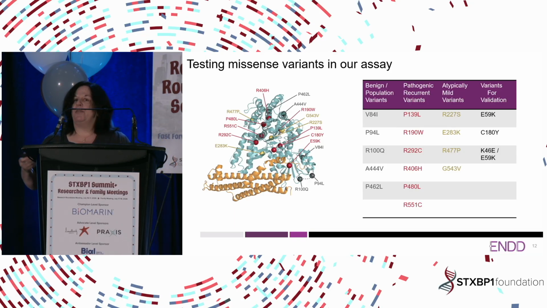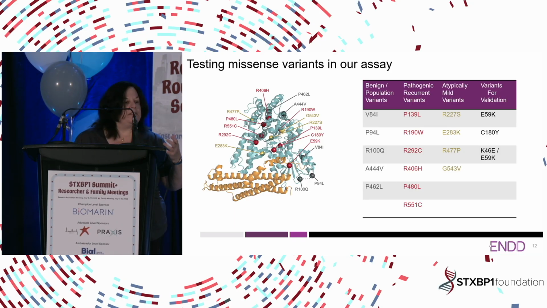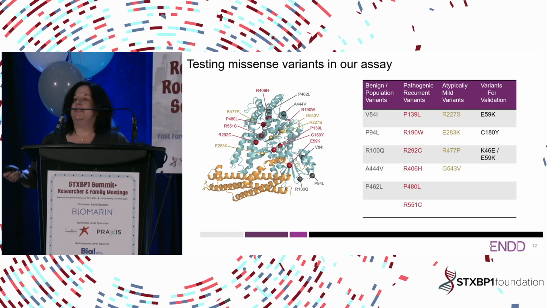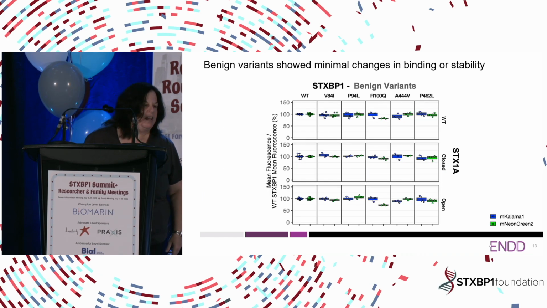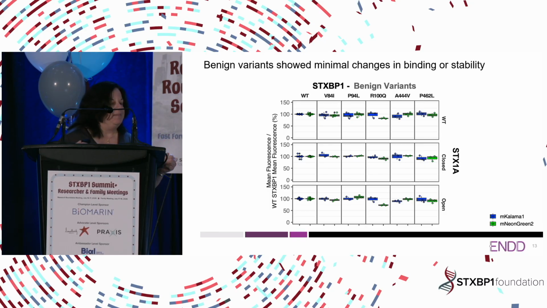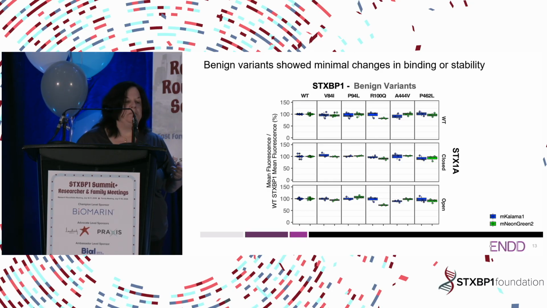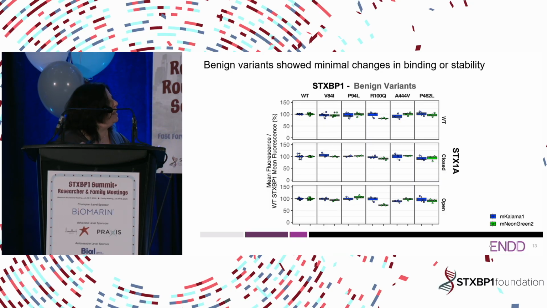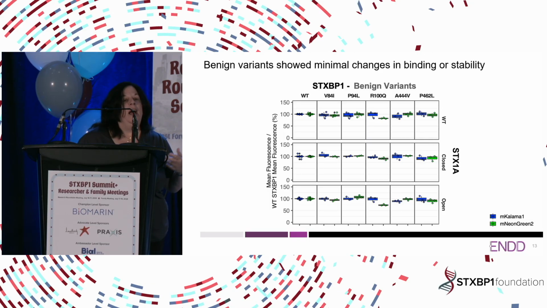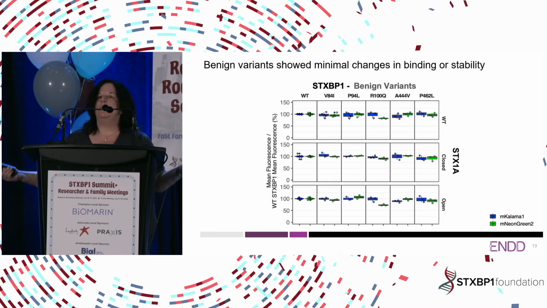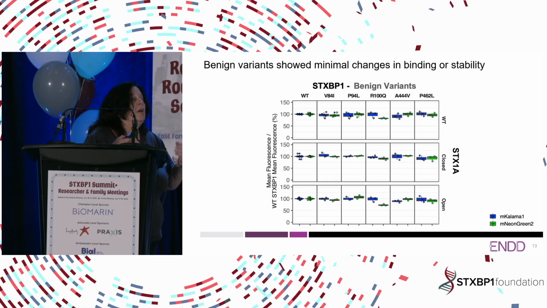Now, these variants were provided with our clinical team with many of these variants that they actually have seen as patients in the clinic. Now, looking at the benign variants first, you can see that there's really minimal change in the CALMA1 or neon green, suggesting that there's no change in stability or binding with these variants. The only exception was the R100Q variant, which had a slight reduction in binding. However, you might imagine that there could be a slight reduction in binding, but nevertheless enough STXBP1 binding syntaxin that it would actually be still working normally.